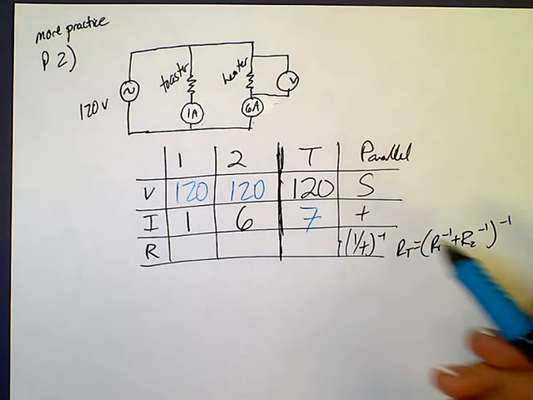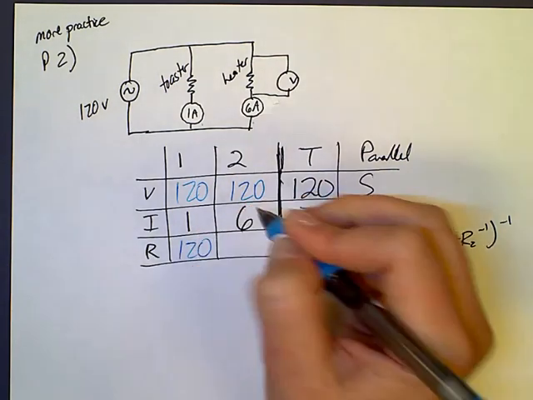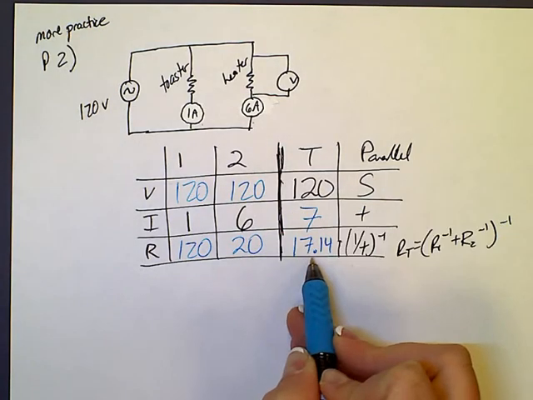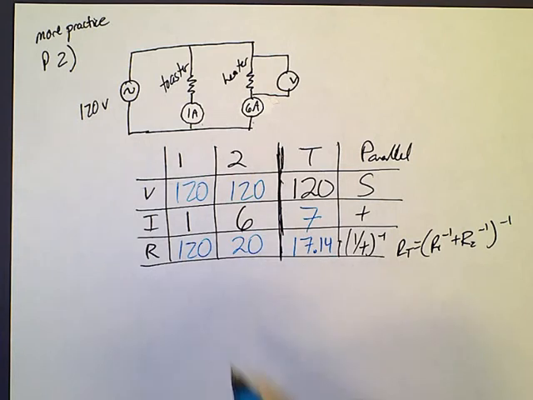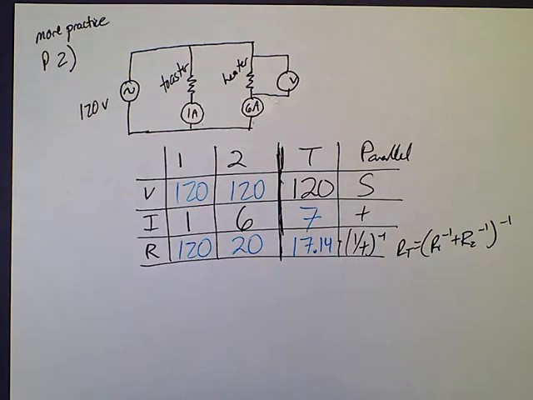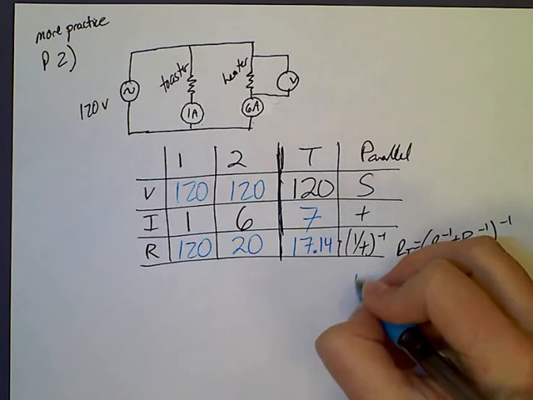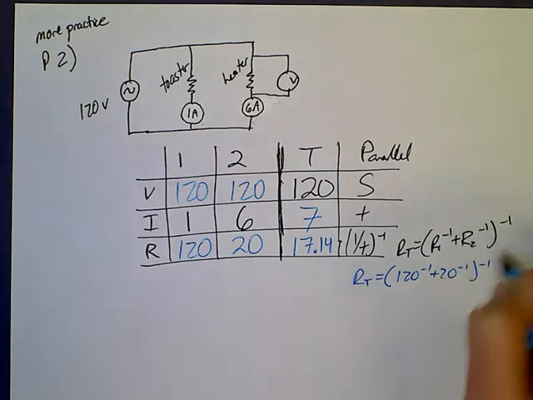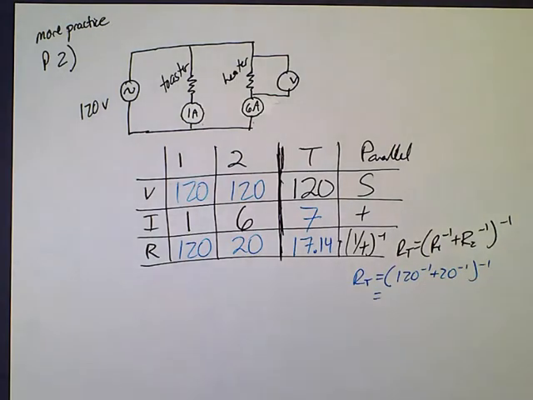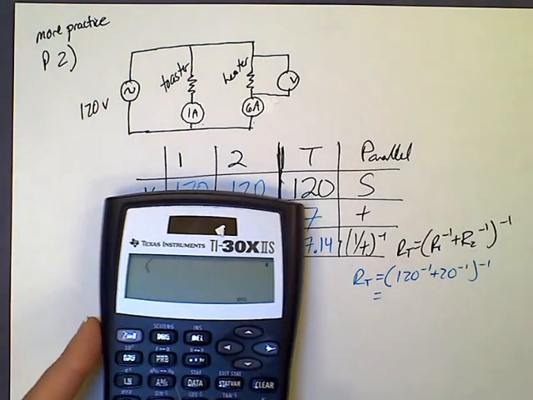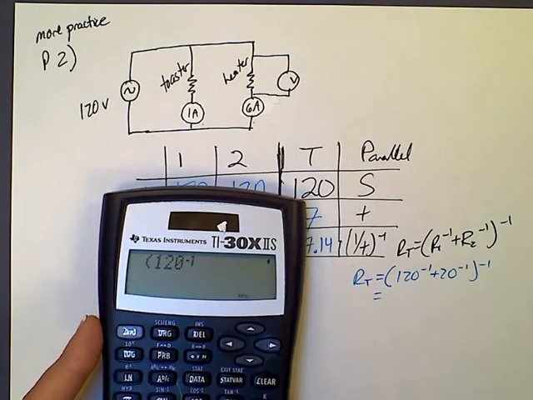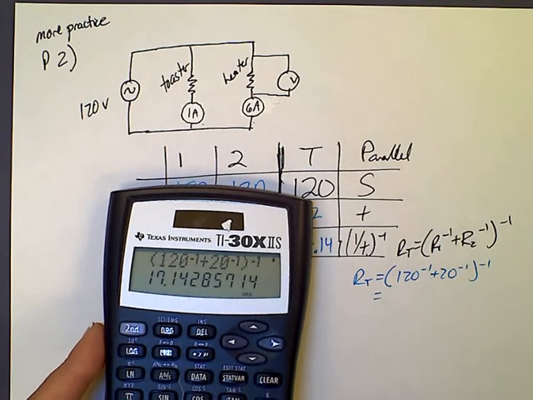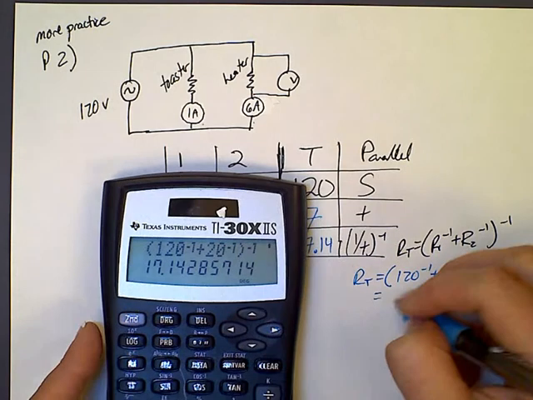And I can divide down. This is 120, 20, and 17.14. And just off the top, I can check and see that it's less than either of those, and it's greater than 1. So I'm probably doing good, and you can always check by using this equation: 120 inverse plus 20 inverse, inverse. It goes in my calculator just like I have it written. Parentheses, 120 inverse plus 20 inverse, and parentheses inverse. Don't forget that last one. And it is 17.14. So we have done it correctly.